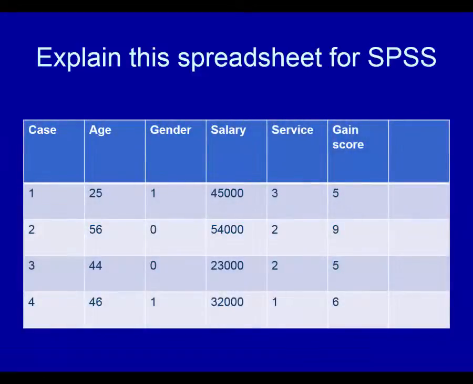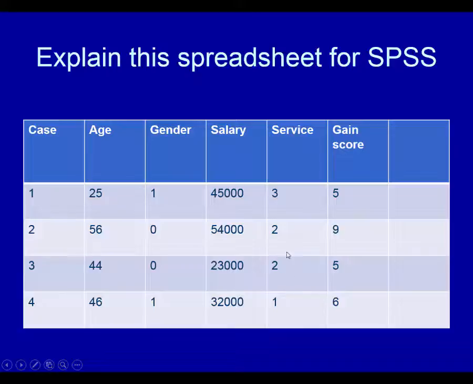That's what the spreadsheet looks like, which you've had a chance to see. I want you to explain this spreadsheet for SPSS. For example, the first question is, what is the age of person number 3 in this data? Well, the answer is 44, because here is 44, and it's for case number 3, person number 3 in your data, had an age of 44. What is the salary for person number 4? That salary is right here, 32,000.